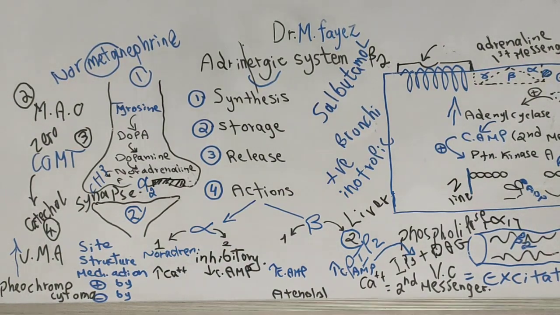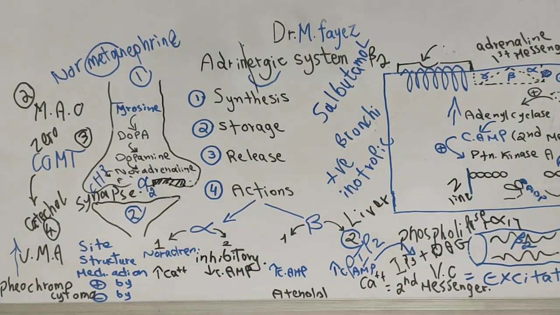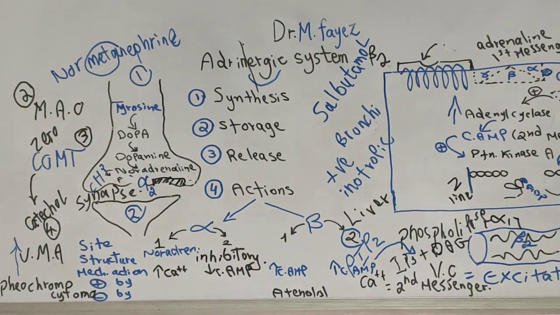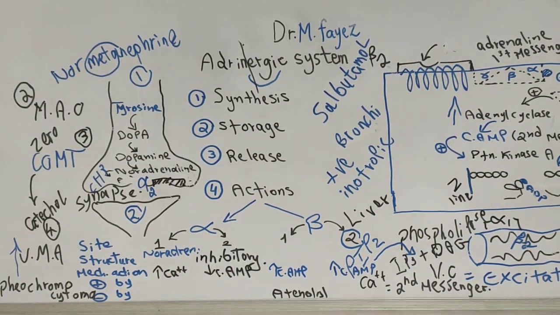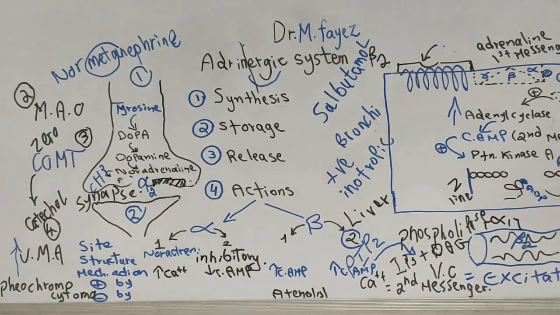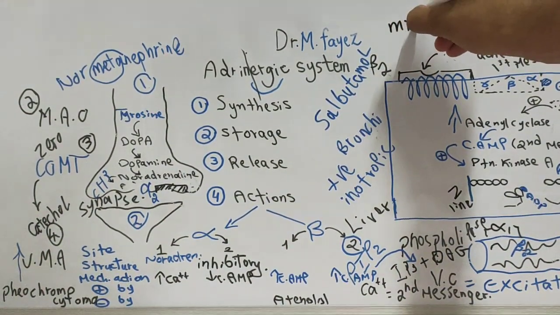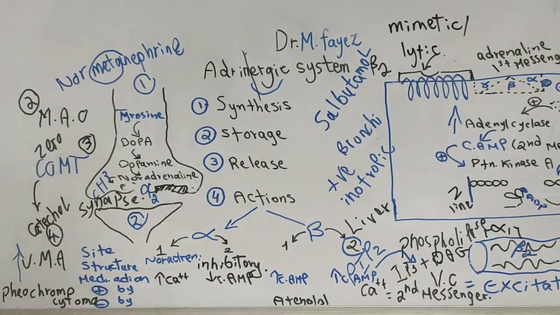And as I told you about parasympathomimetic, there is also sympathomimetic, which means drugs similar in action to sympathetic, which act by stimulating alpha 1, alpha 2, beta 1, beta 2. All stimulating the receptor are called mimetic, and all which block the receptor are called sympatholytic. I told you before, mimetic, and the antagonist of it is lytic.